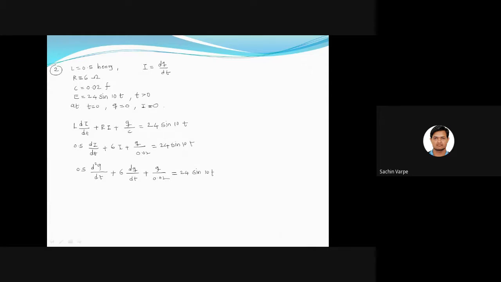Let us now simplify this. So that is d square q by dt square plus 6 by 0.5, so how much is it? 12. 12 dq by dt plus how much is it? 1 upon 0.5 into 0.02. That is again 100, right? 100 into q is equal to how much is this? That is 240 upon 5, no? That is 48. Is this right?